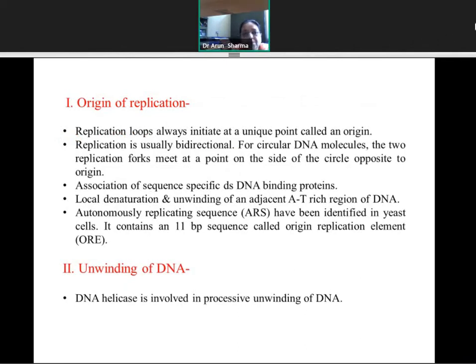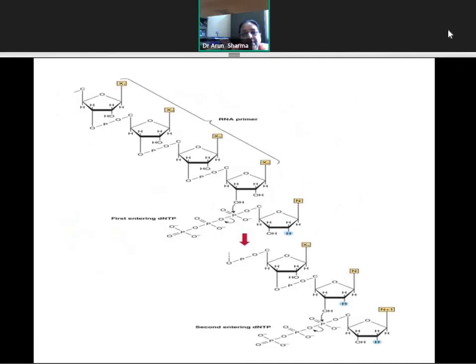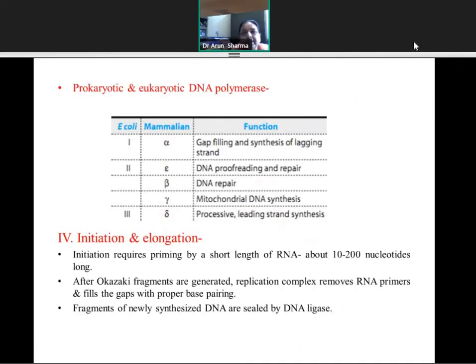Okay. Now, before we proceed further, we will just revise briefly the types of polymerases. Now, DNA polymerases, as you know, are the major enzymes which are involved in the synthesis. We have got three types in the case of E. coli. There's 1, 2, and 3.